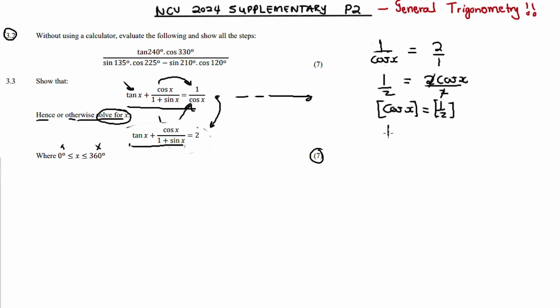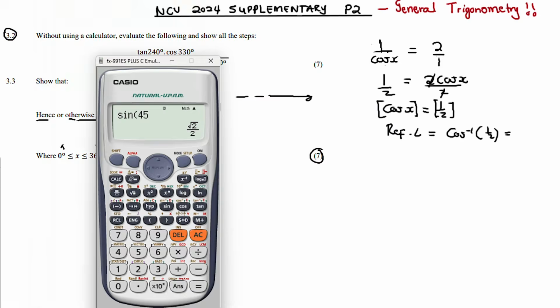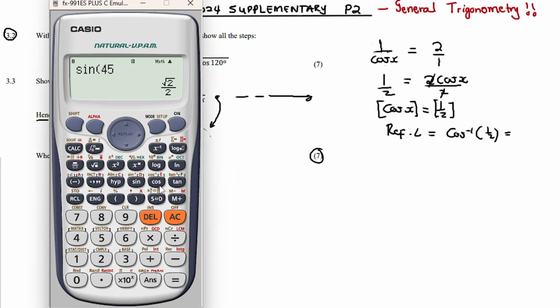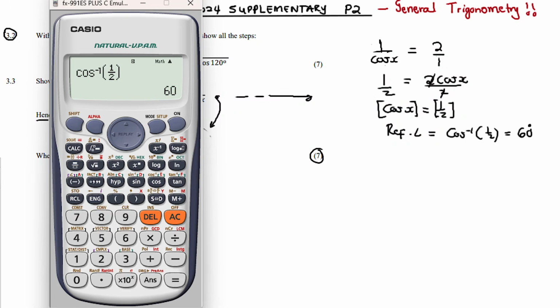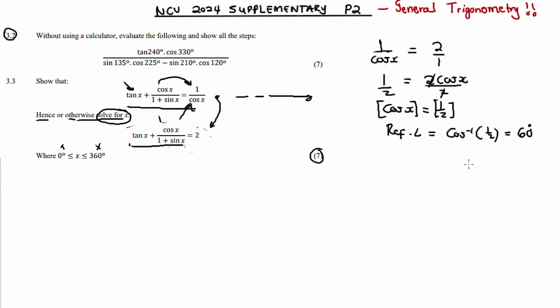Then what you do next is getting the reference angle. We're now going to get the reference angle. So we're going to find the arctan of a half. This is what? Cos of a half, which is 0.5. You can even do it this way. 60 degrees. So 60 degrees is our reference angle, right? It's our reference angle.